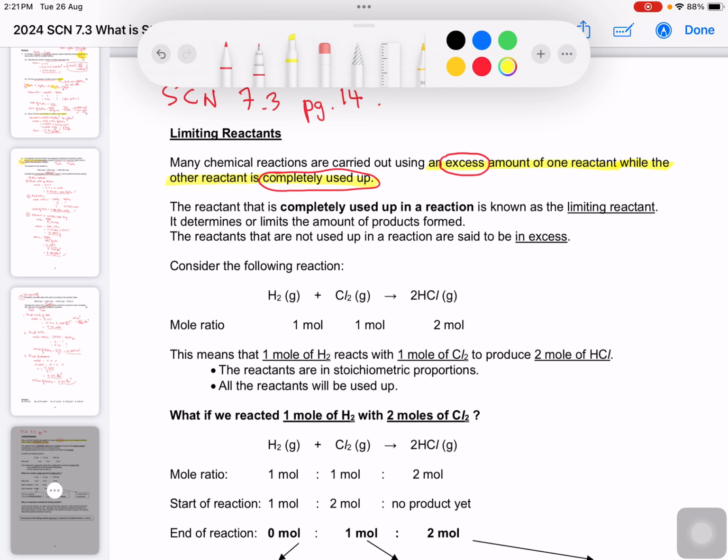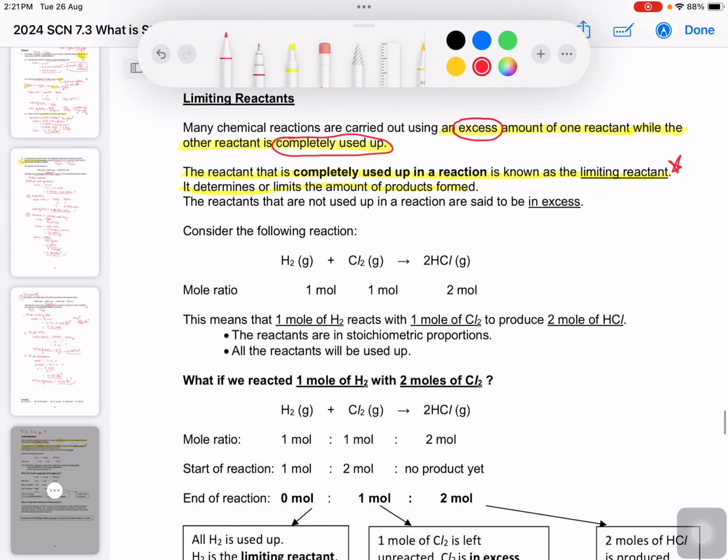Now the one that gets completely used up is what we call the limiting reactant, and it's the important one. Okay? It determines the amount of products formed. It's the one that decides how much product will be formed. The excess, we don't really care. Okay? Now, let's explain further.